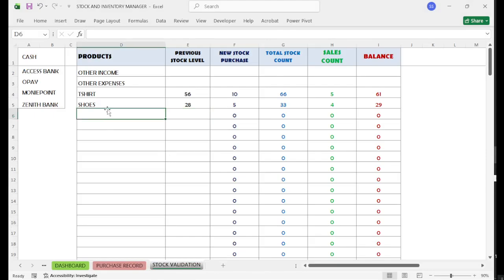And remember, you have to input your products. You list out your product items here and the previous stock level, or if there is no previous stock level, you can just leave it blank. It doesn't matter. The new stock purchase is going to calculate plus the sales count, the count here, and then it will tell you the balance.